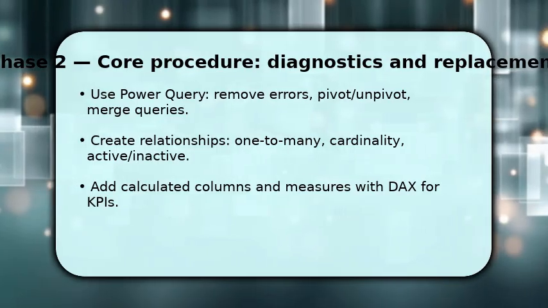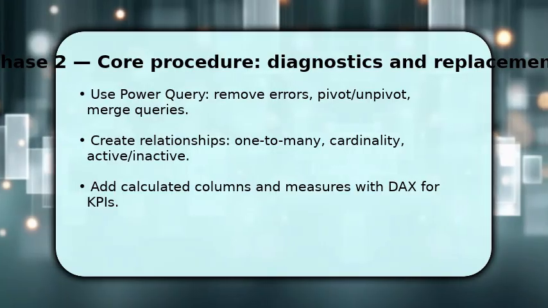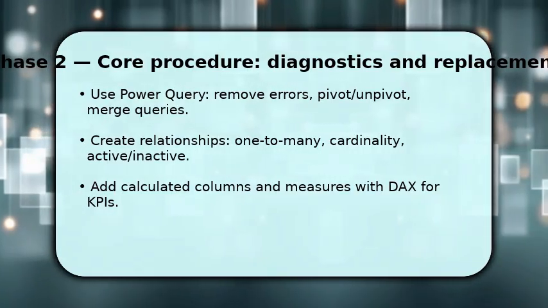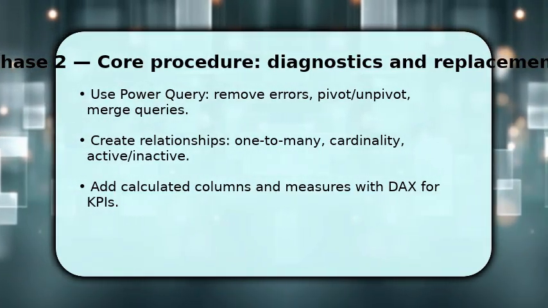After that, create measures with DAX for sums, averages, and growth rates. Calculated columns can help, but use measures for performance. These steps turn raw data into analytics-ready models.